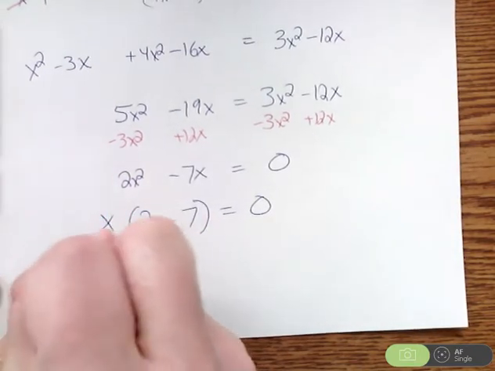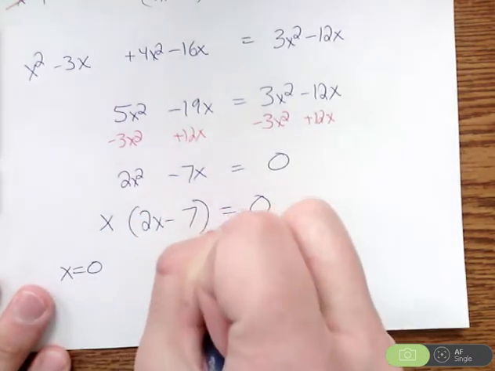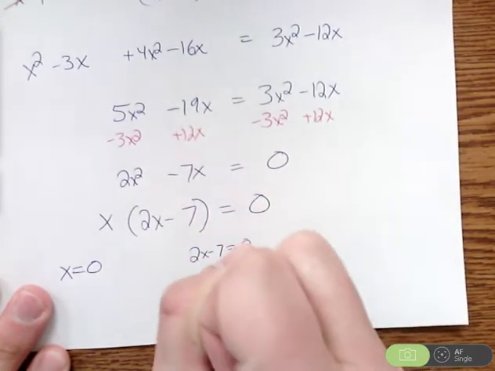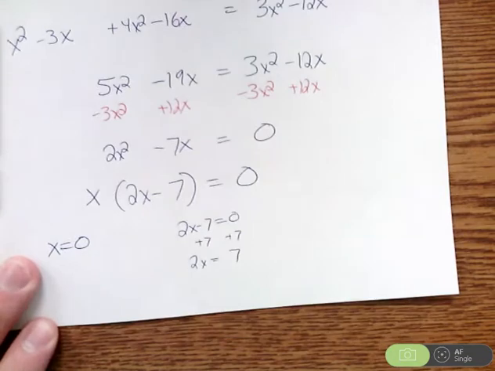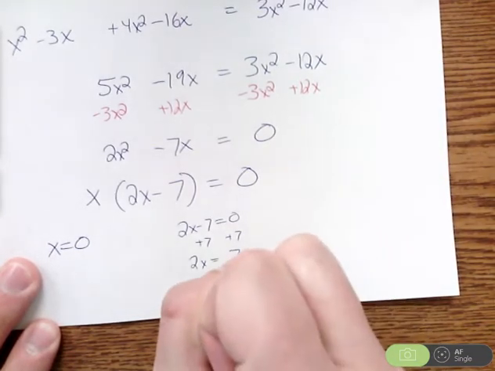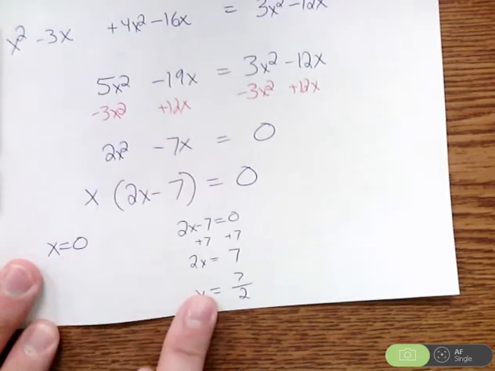Take each of those, set them equal to 0, and solve. So I have x equals 0, 2x minus 7 is equal to 0, so you would add the 7, and you would get x equals 7 over 2. But we're not quite done. I do not want to circle these yet.